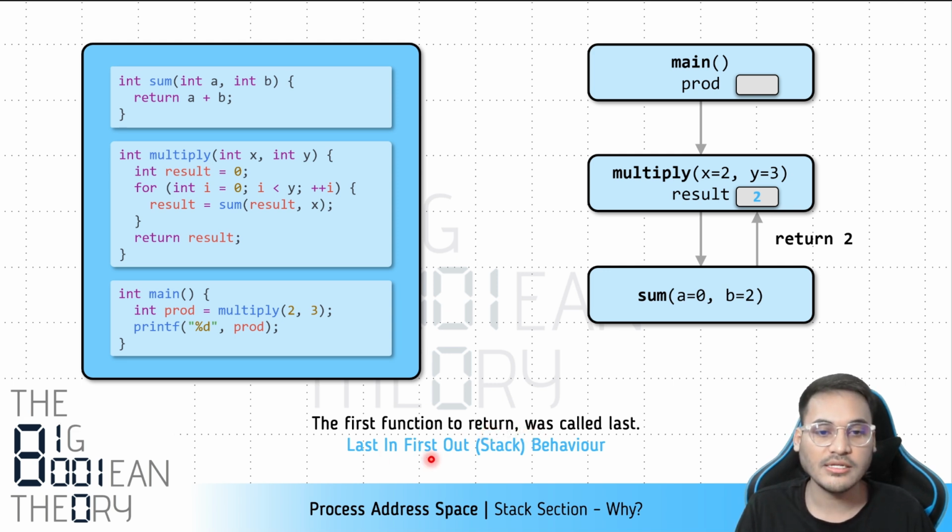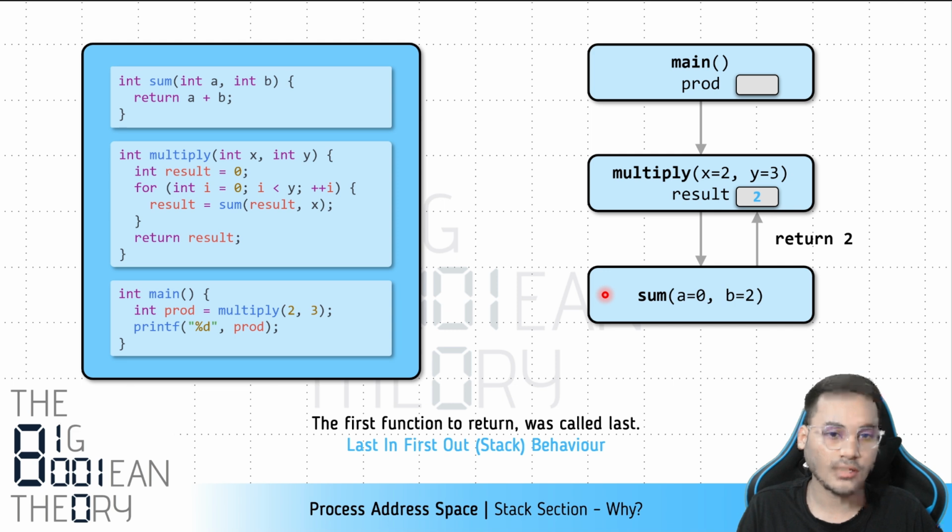So this is last in first out behavior, which is the property of a stack. If you talk about a stack, whichever element you push last is the element that is removed first. So last in first out, or first in last out, is the property of a stack. In this chain of function calls, main was called first, then we called multiply, and last we called sum. But when it is time to return, sum is the first function to return.